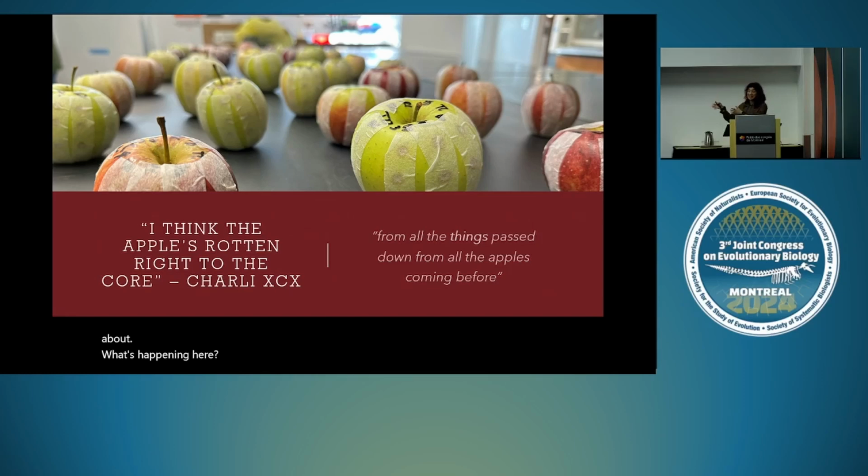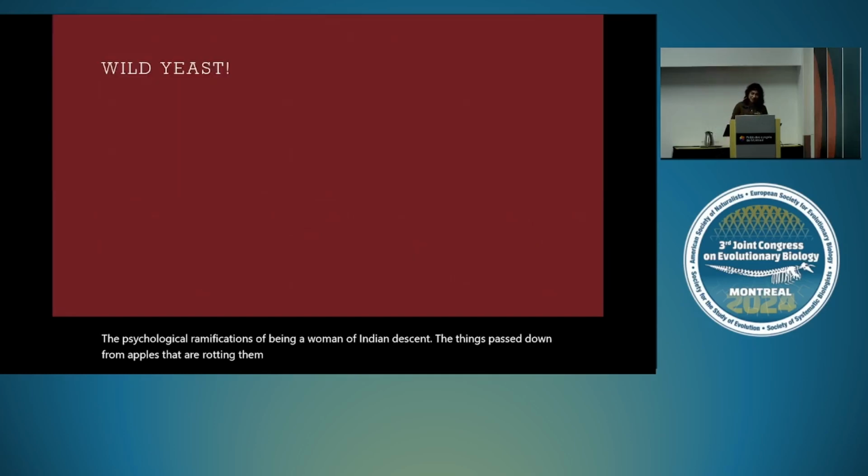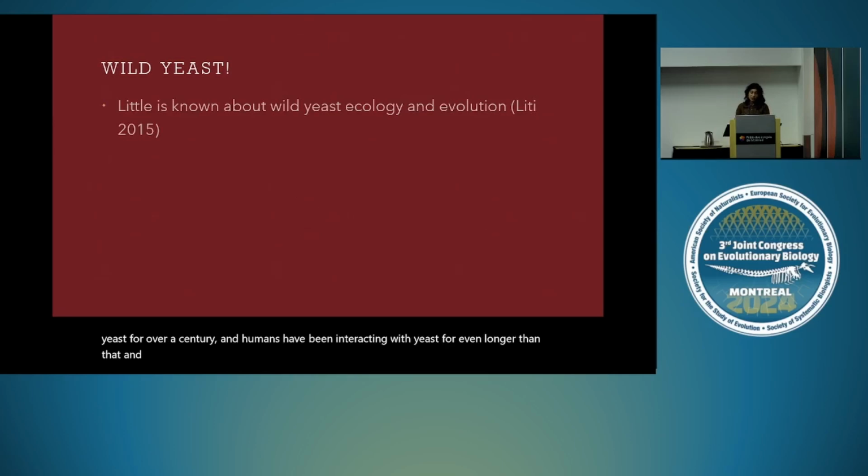But this is extremely relevant to my research because while Charlie is talking about the psychological ramifications of being a woman of Indian descent, the things passed down from apples that are rotting them are, in fact, wild yeast and bacteria, but we're talking about yeast today. And yeast is a really common model organism. Scientists have been studying yeast for over a century, and humans have been interacting with yeast for even longer than that, and yet little is still known about wild yeast ecology and evolution.